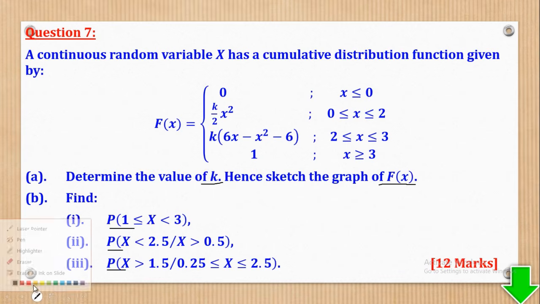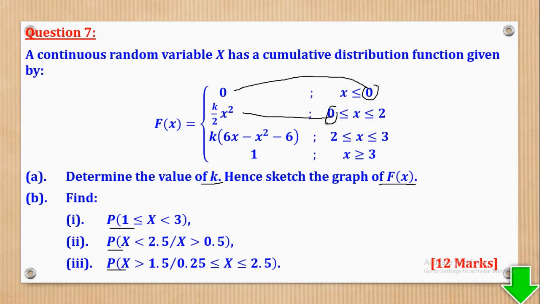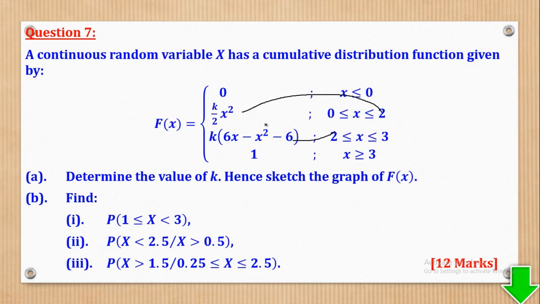For the value of k, you realize that the two functions have similar values of x. For example, this 0 lies in this function, and also this 0 lies in this function, meaning that when you substitute this 0 here and this 0 here, they will be equal. Similarly, this 2 lies in this function and also in this function, so when you substitute 2 here and 2 here, the outcome must be equal. And this 3 lies in this function, and this 3 lies in this function, so when you substitute 3 here and 3 here, they will be equal.